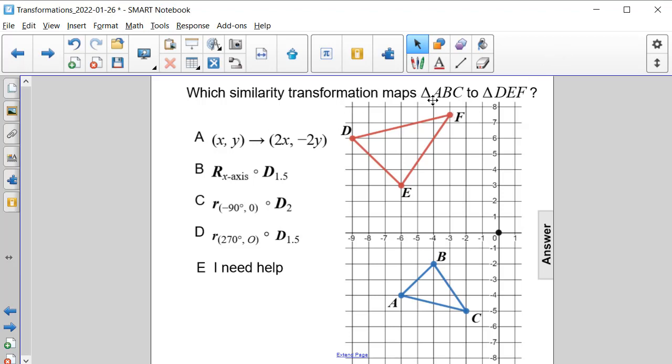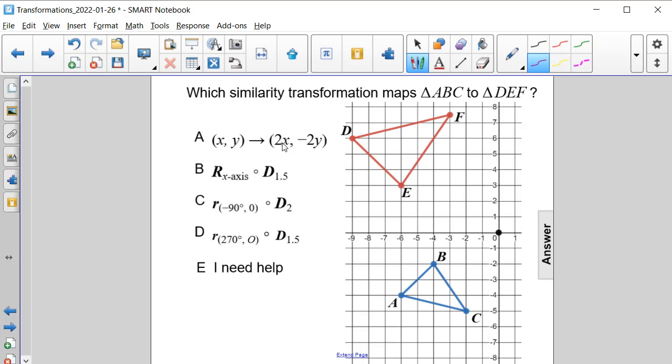Which similarity transformation maps triangle ABC to triangle DEF? Well, what we have here is a sequence of transformations, and each one has some sort of dilation included. We either have a dilation of 1.5, or we have a dilation of 2 being involved here.